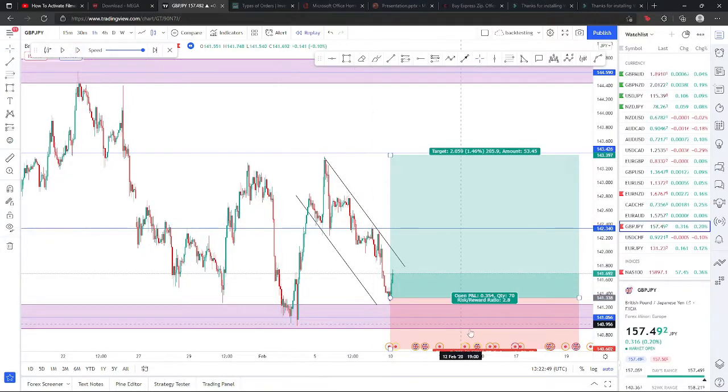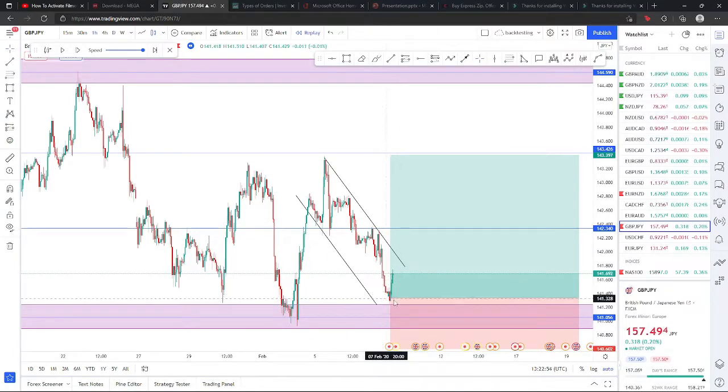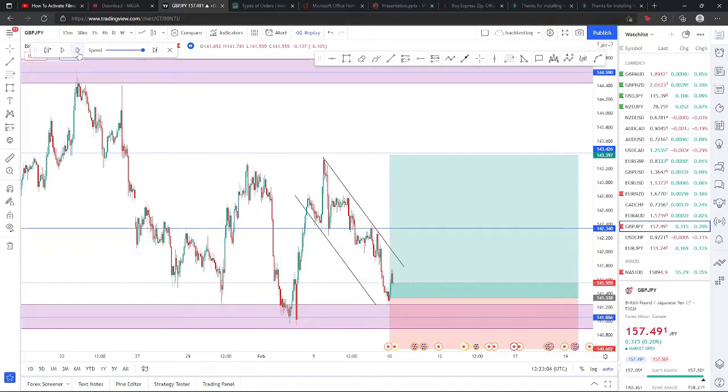As you can see, we have just been triggered. Price did reach our price level for the buy limit. So this trade is now activated and it is running. Let's let it play out and see how it goes.